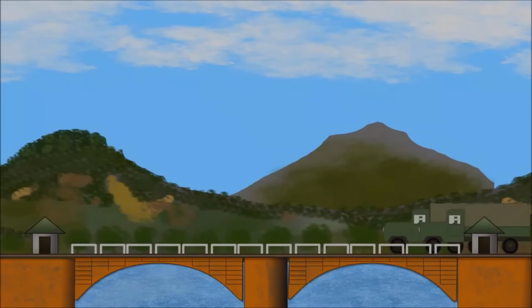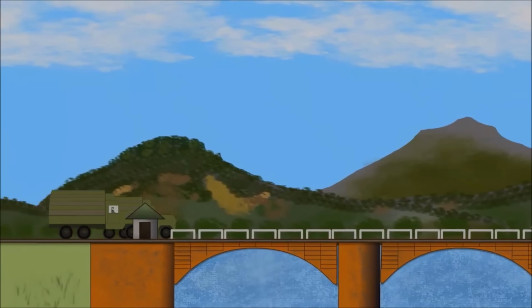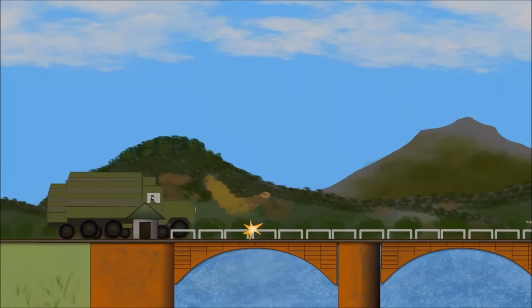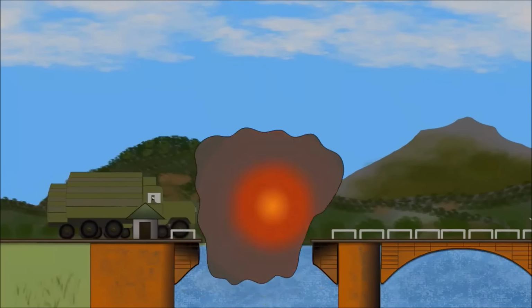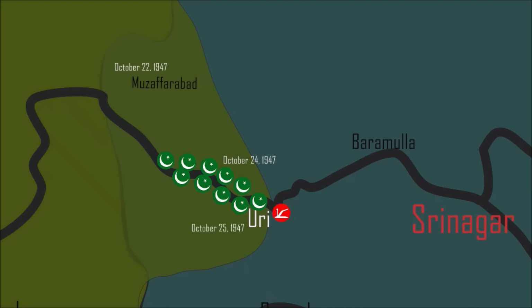After inflicting some losses on the enemy, he made a retreat towards Uri with the rest of his troops and settled himself at a strong point on the other side of the bridge. When the enemy started mobilizing on the other end of the bridge and were about to cross it, they blew it apart with explosives. The destruction of this bridge in Uri, which was the only motorable road leading to Srinagar, slowed down the enemy's advance for one whole day.